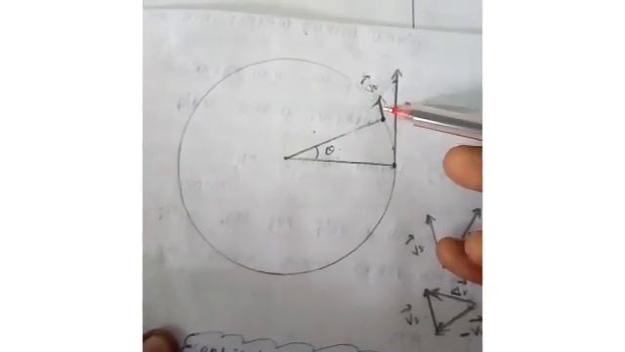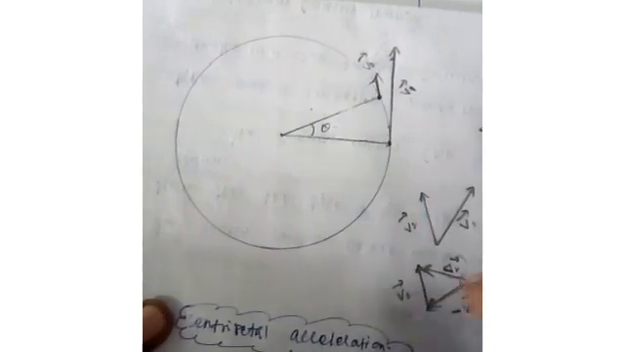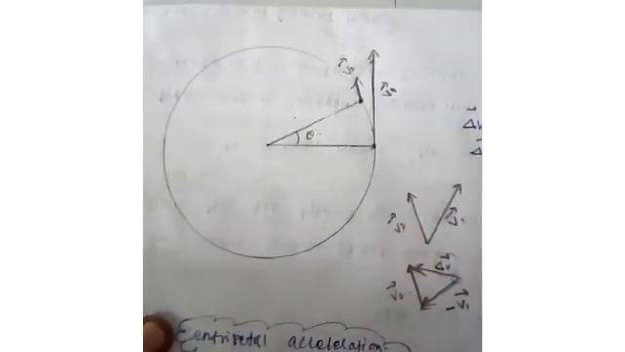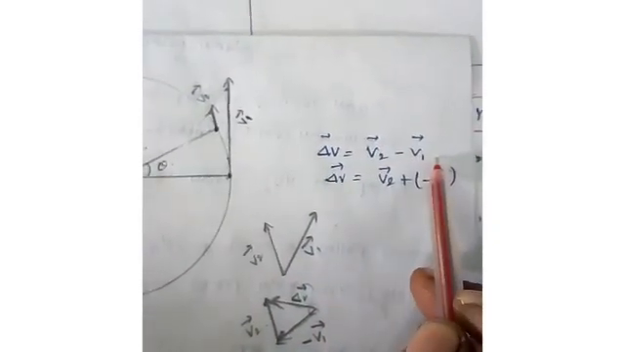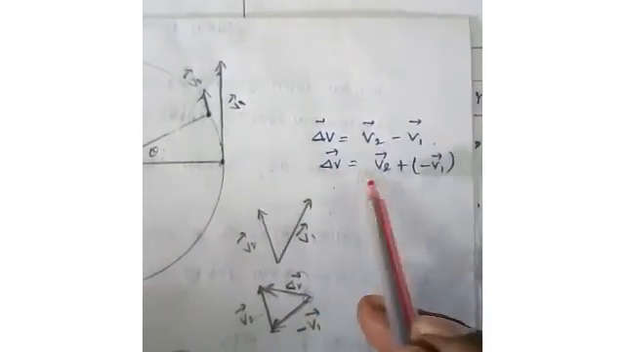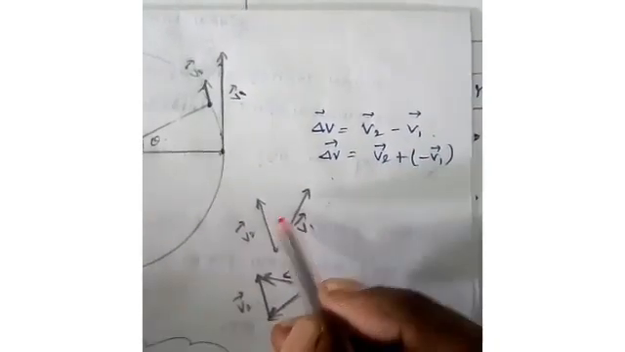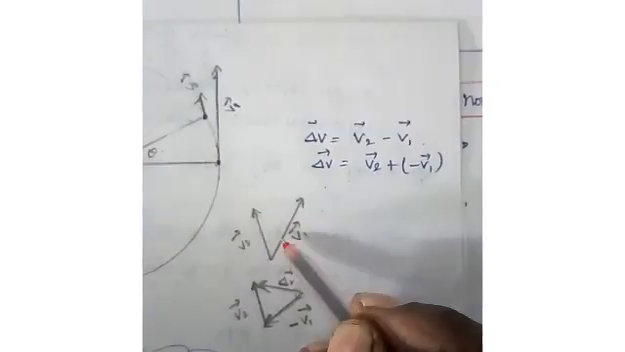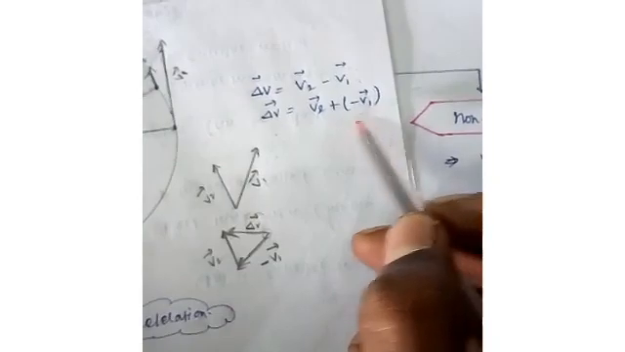v1 vector and v2 vector. Now we will find out, first, the change in velocity. What is the change in velocity? The change in velocity is delta v equal to v2 vector minus v1 vector. Again this equation is written like this: delta v vector equal to v2 vector plus minus v1 vector. This is the v2 vector direction, this is the v1 vector direction. But in our question we have minus v vector.